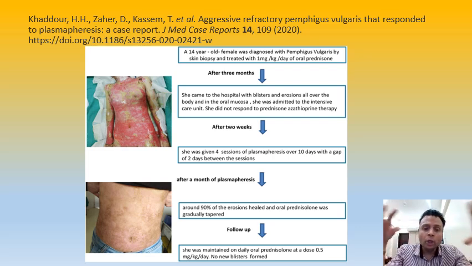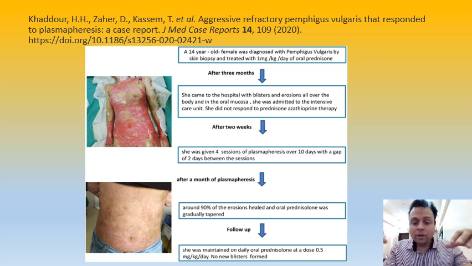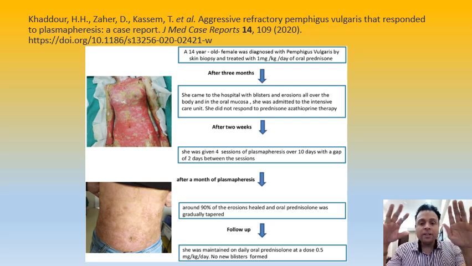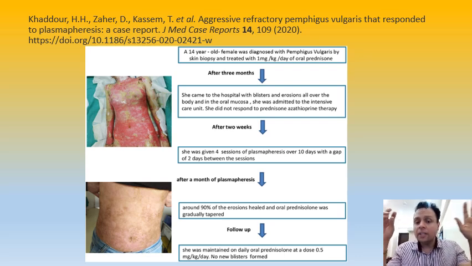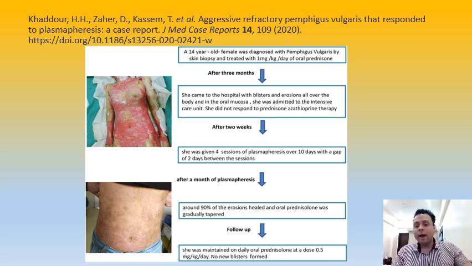Whatever I taught you is for the university exam, for learning. The treatment is decided according to the patient, according to the workup. It's not the same for every patient. You have to spend time with the patient. You have to judge the patient. Every patient is not the same. Remember, pemphigus is tough. If you are in a hurry, you cannot treat every patient with the same dose.